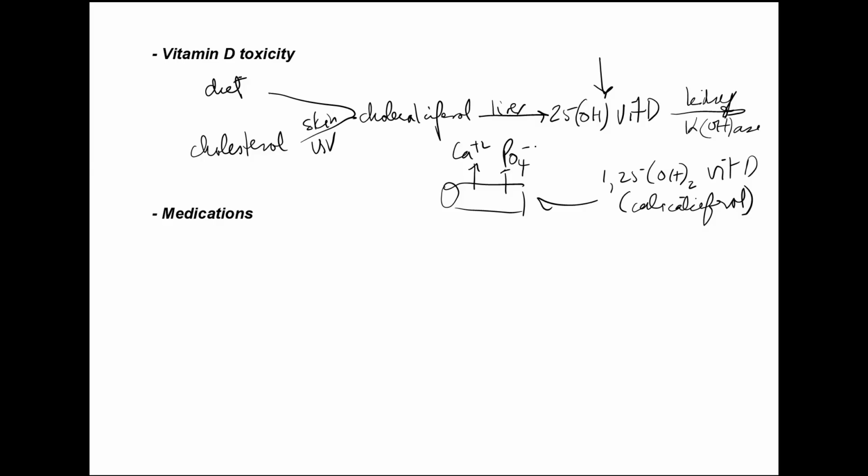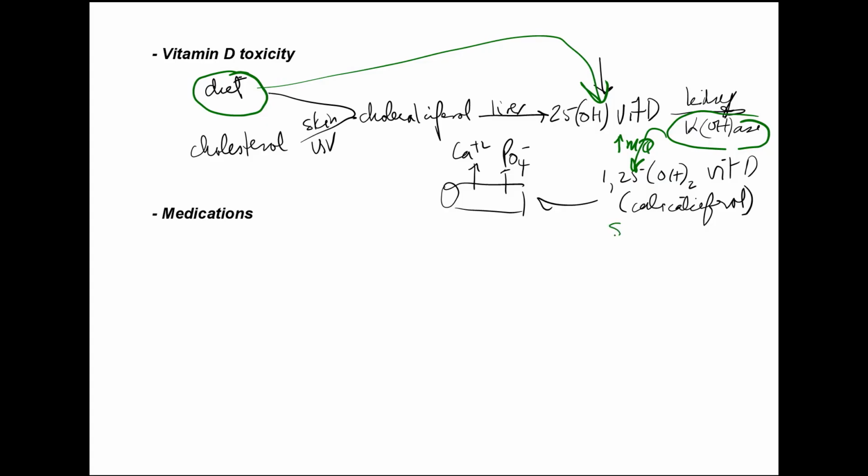The two ways of getting vitamin D toxicity is through the diet, which will mostly give us the storage form of 25-hydroxy vitamin D, and from diseases that cause an increase in 1-alpha hydroxylase, which will give us cholecalciferol. And these are mostly diseases with an increase in macrophages, which is granulomatous diseases like sarcoidosis. 10% of your sarcoidosis will have hypercalcemia.